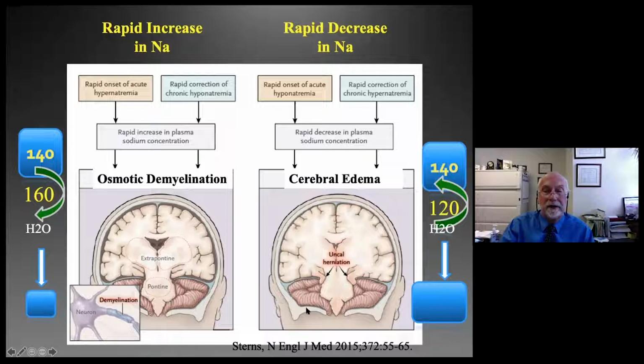And there's this very nice review, it's a few years old now, in the New England Journal by Rick Stearns that talks about this in more detail. And I find this a helpful framework to not get confused about what's happening in the brain with these changes in sodium that are rapid either in an up or down direction.